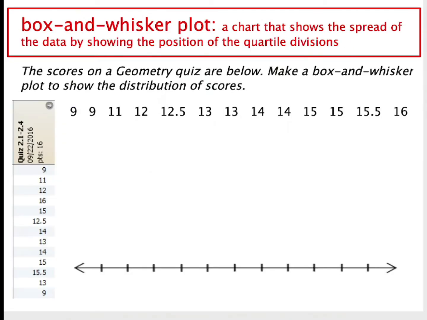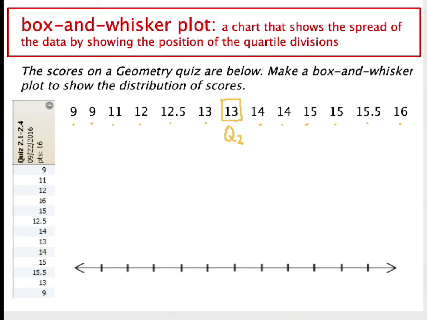And finally, our Box-and-Whisker plot, a chart that shows the spread of the data by showing the position of those quartile divisions. So step 1, we want to find those quartiles. Here I've got 13 scores, so 1, 2, 3, 4, 5, 6, 1, 2, 3, 4, 5, 6, and I can see that my median, otherwise known as my quartile 2 score, is a 13.